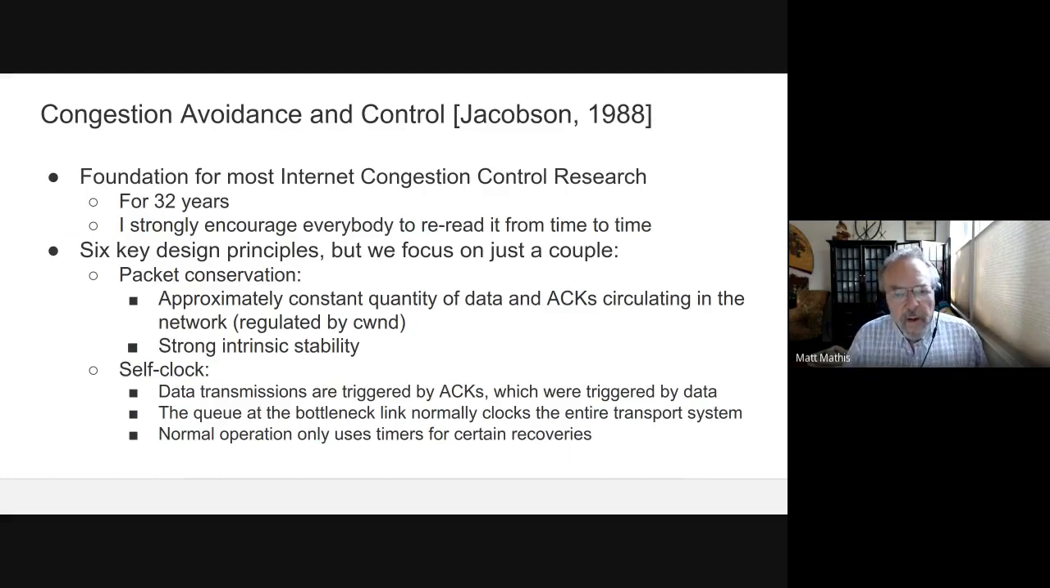Van Jacobson's landmark paper, which was presented at SIGCOMM 32 years ago, has been the foundation for most congestion control research in the production internet. I strongly encourage people to reread it from time to time. It lays out 6 key principles. I'm just going to focus essentially on self-clock, which comes from packet conservation: the way Reno regulates the quantity of data circulating in the network is a situation where data transmissions are a reflection of data that arrived in the previous round trip time.